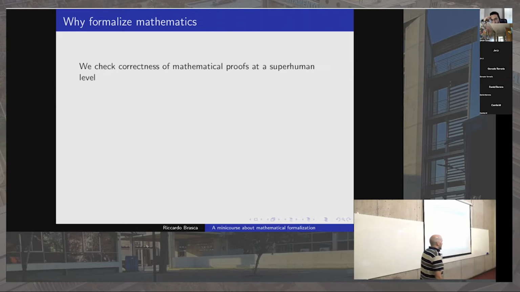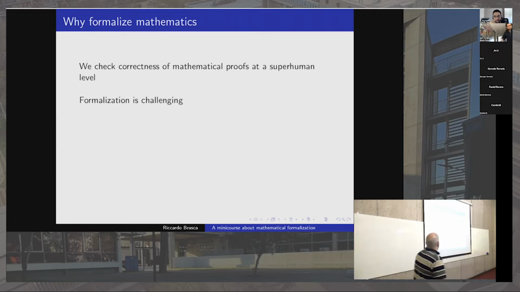Also, people have independently written several versions of the kernel, and they all agree. So I would say it's essentially impossible that there is a mistake in the kernel. So if the proof assistant says the proof is correct, it's unreasonable to doubt the correctness of the proof.